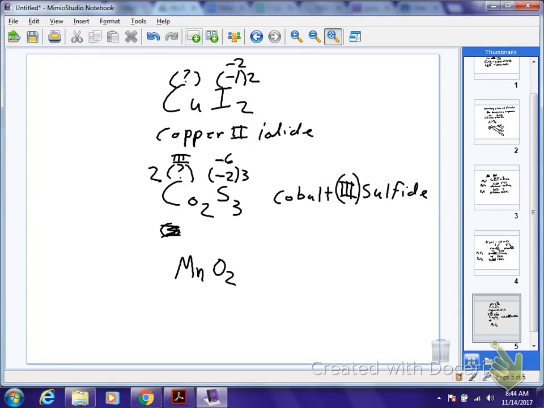Down here, we don't know the charge. Oxygen we do. It's a -2. We got 2 of them. +4. So what's the charge of manganese? 4. So manganese 4. They all end in ides. So that's all the information that you probably would need to do this assignment.